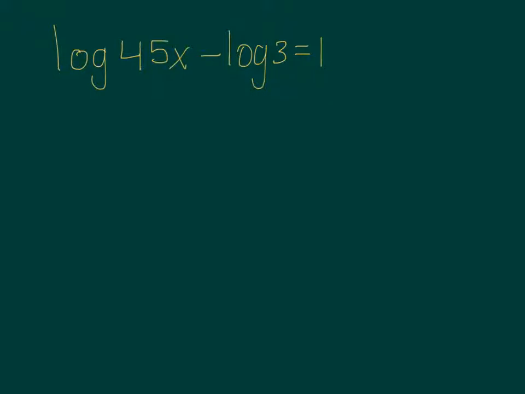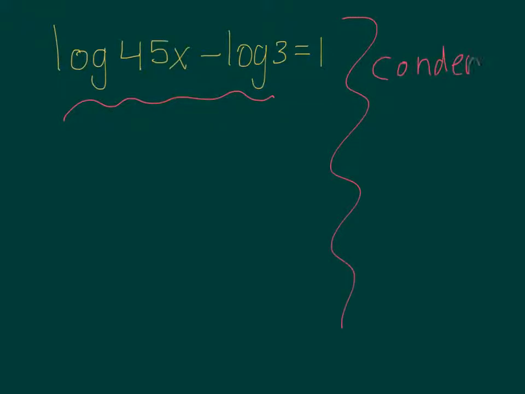First thing I'm going to look at when I'm solving a log equation is I want to make sure I have a single log. So when I look at my equation right here, I see that I have two logs. So what I want to do is condense, which means I'm going to use my log properties. So as you can tell, I have log 45x minus log 3. Since it's separated by a minus, I'm going to use the quotient property. I want to condense it to a single log.